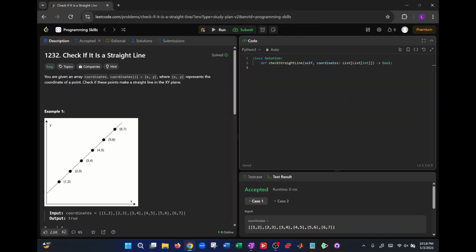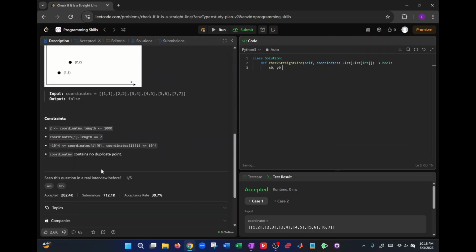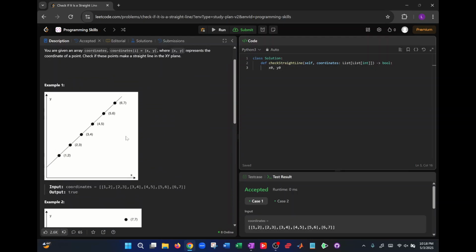So basically what we would do is we'd start with x0, y0. And by the way, coordinates has at least 2 elements, so this will be fine. So we get the x and y coordinates of the 0th point, and the x and y values of the first point, or the coordinates of the point at index 0 and the point at index 1, whatever you want to call it.